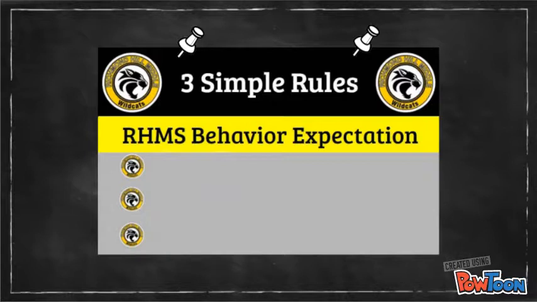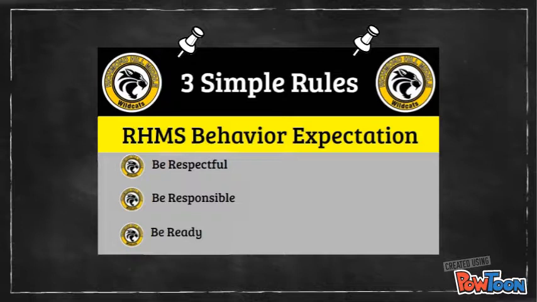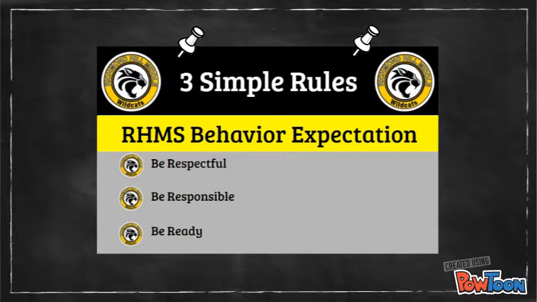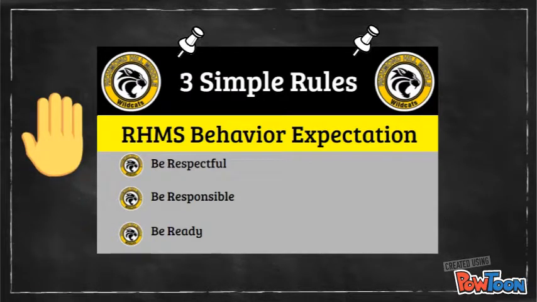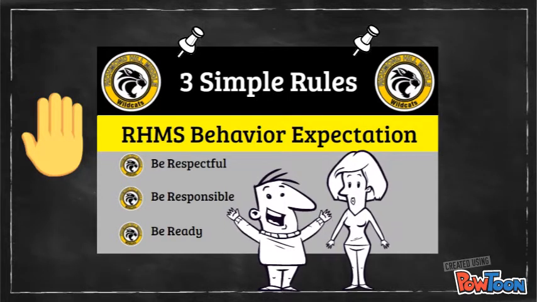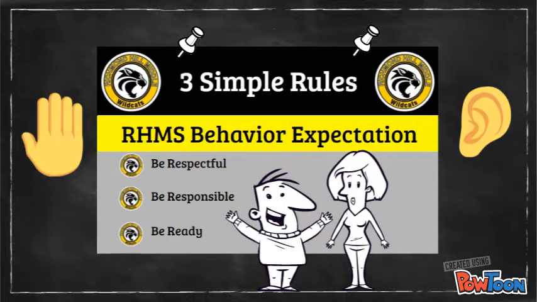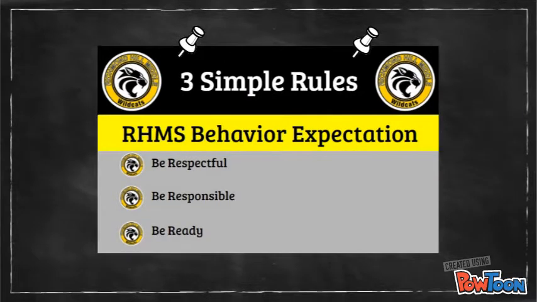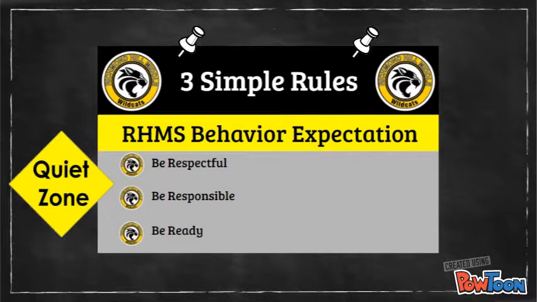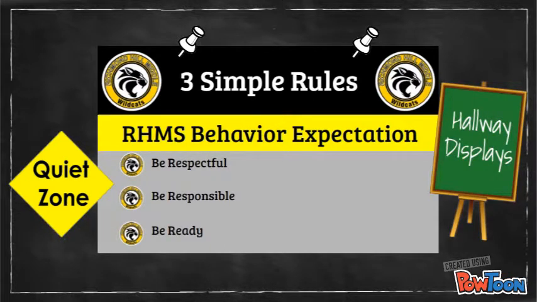There are also posters around the school stating the 3 simple rules: be respectful, be responsible, and be ready. Each area of the school explains these differently. For example, classrooms explain being respectful as raising your hand, communicating politely, and actively listening. However, hallways explain being respectful as walking silently to your destination and respecting the displays and bulletin boards.